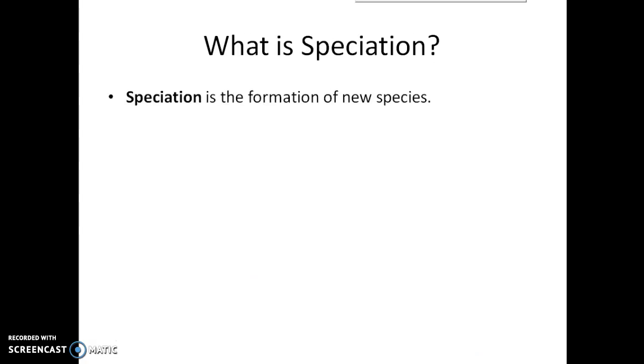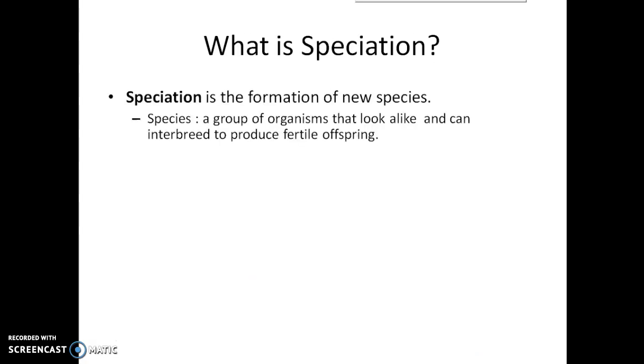Speaking of species, it leads right into this. So we know speciation is the formation of new species, and for a species to be a true species, it has to be able to breed with one another, and they have to produce fertile offspring.